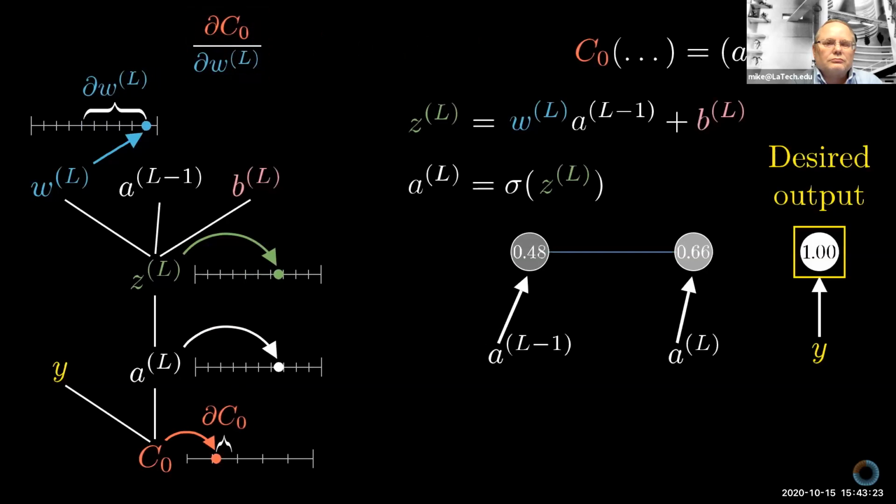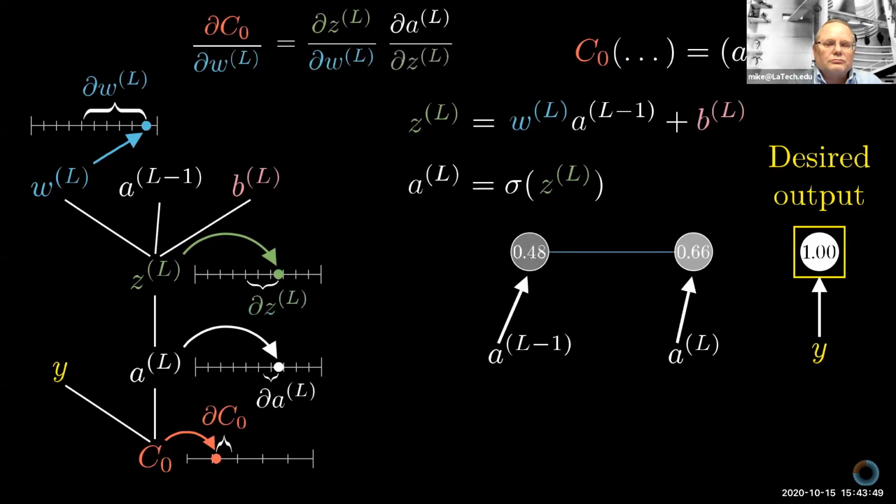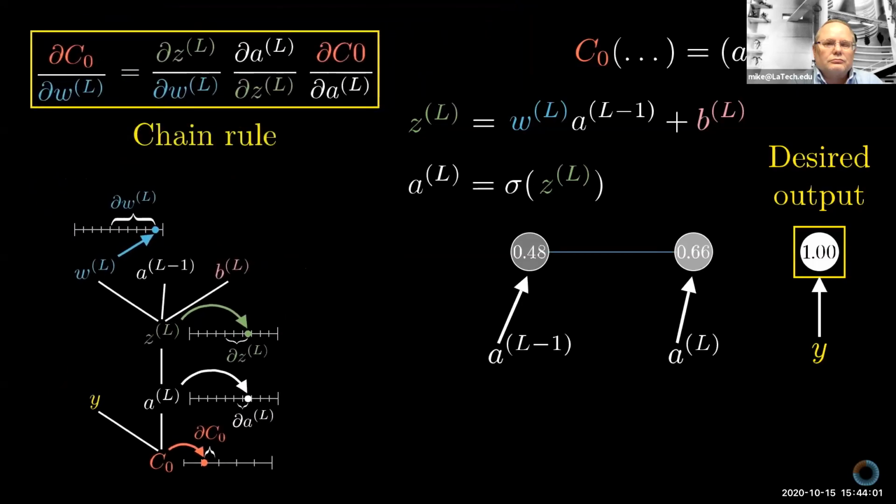Conceptually, this tiny nudge to WL causes some nudge to ZL, which in turn causes some nudge to AL, which directly influences the cost. So we break things up by first looking at the ratio of a tiny change to ZL to this tiny change in W. That is, the derivative of ZL with respect to WL. Likewise, you then consider the ratio of the change to AL to the tiny change in ZL to cause it, as well as the ratio between the final nudge to C and this intermediate nudge to AL. This right here is the chain rule, where multiplying together these three ratios gives us the sensitivity of C to small changes in WL.